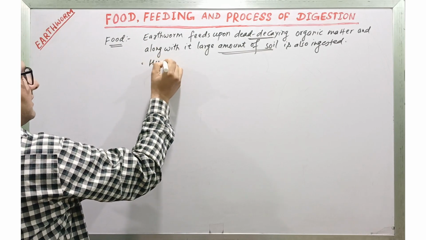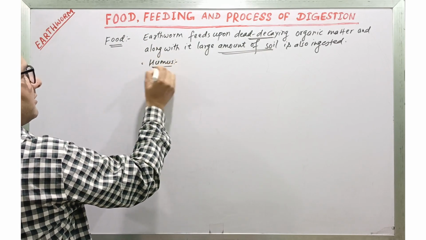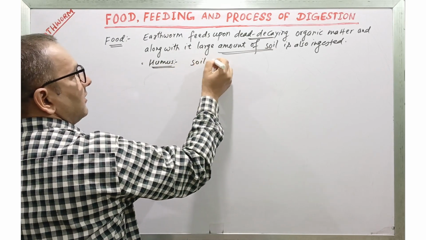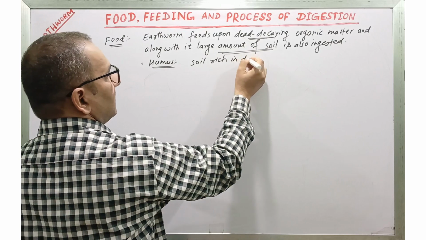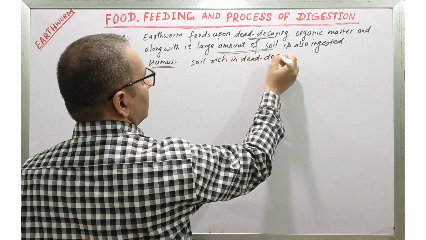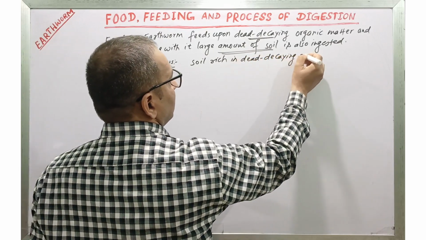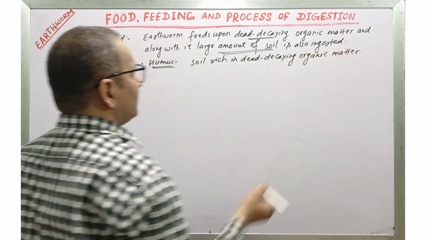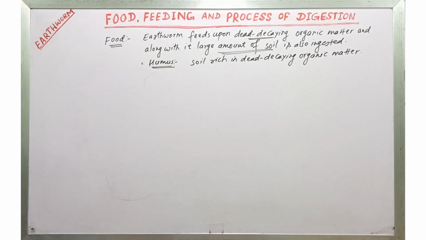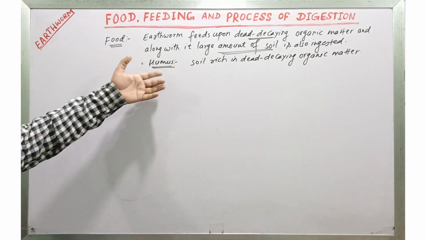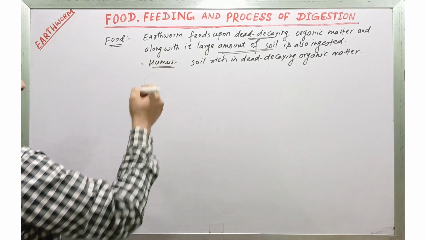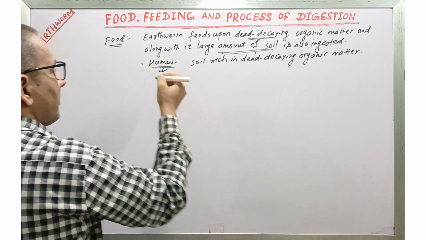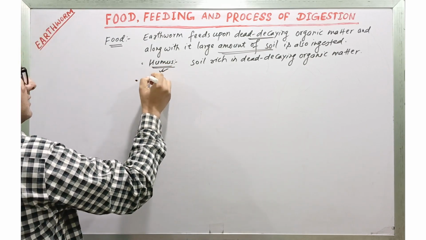Now, what is humus? Generally we say earthworm feeds upon humus. Humus means soil rich in dead decaying organic matter. So the soil rich in dead decaying organic matter is called humus. So earthworm feeds upon humus.